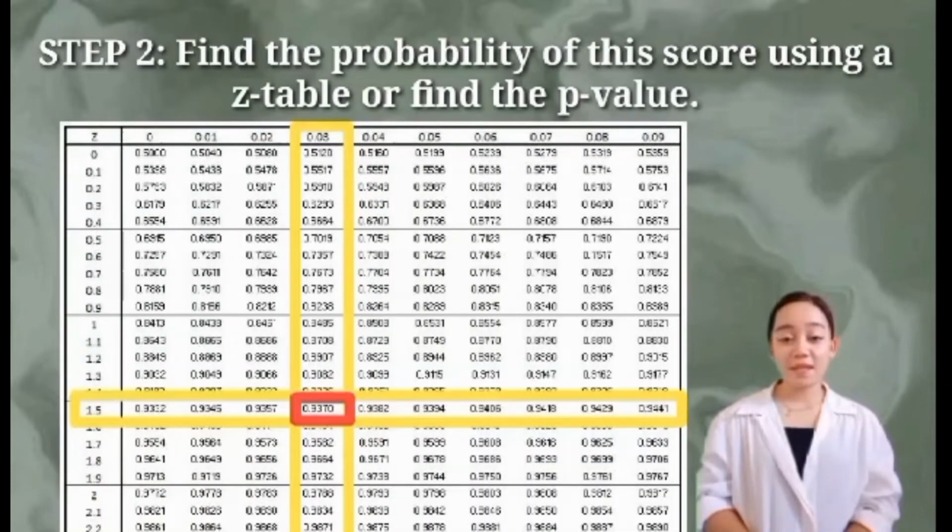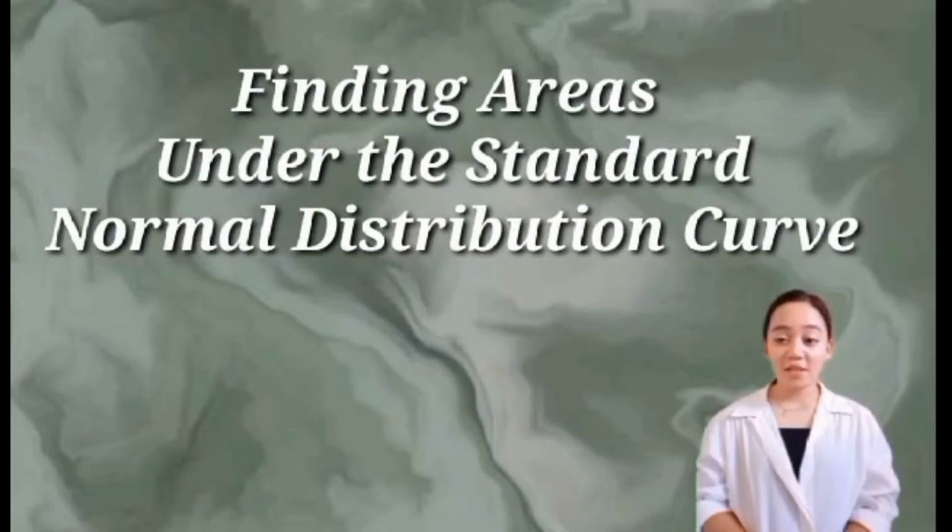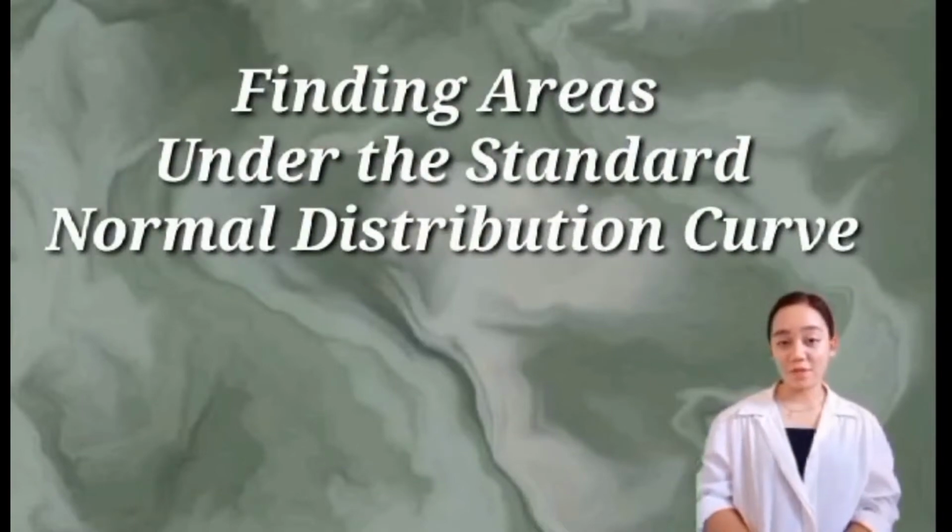We will use the positive z-table since our z-score is also positive. As you can see on the screen, the p-value of 1.53 is 0.9370 in the z-table. And now for the final step is to draw the graph. But before drawing our graph, I am going to discuss first the finding areas under the standard normal distribution curve.